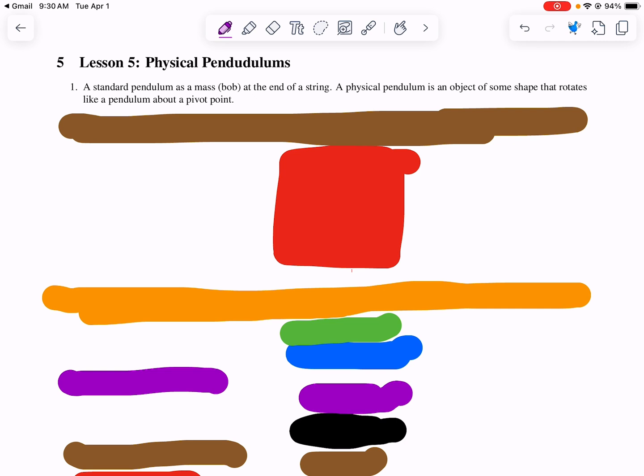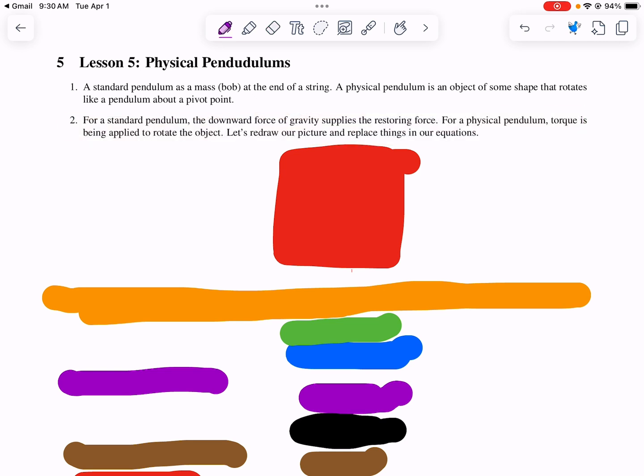What happens is that because that entire shape is rotating, instead of just the gravitational force being the restoring force, we've actually got some torque that's playing a role, but that torque is changing, so it's not just a constant torque the whole time, because that torque is a result of the gravitational force.